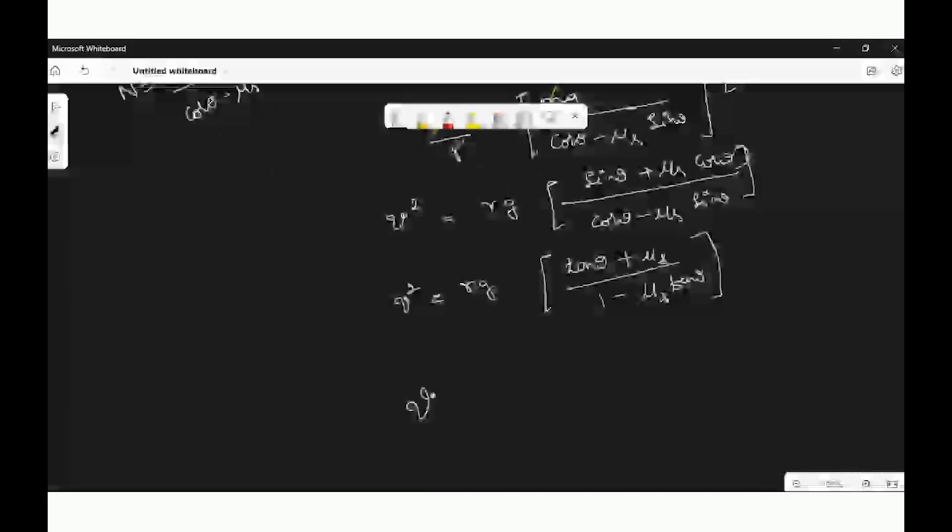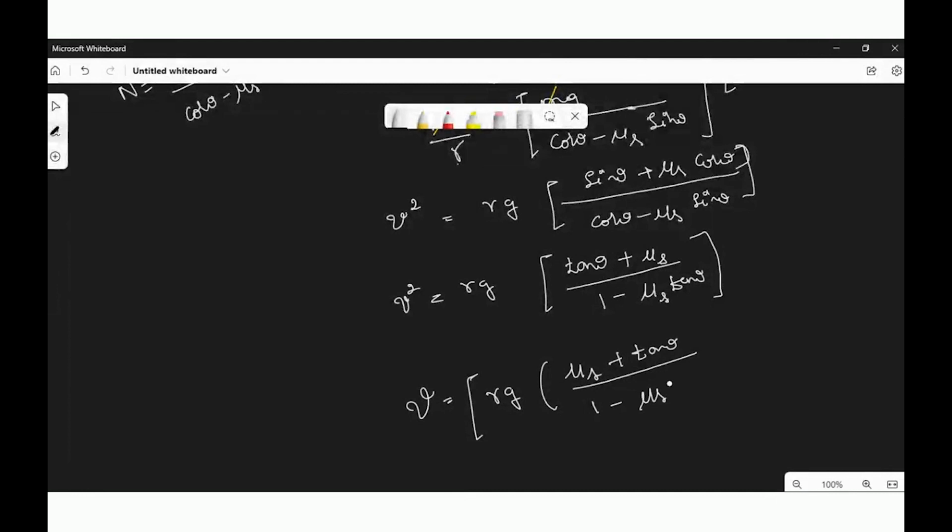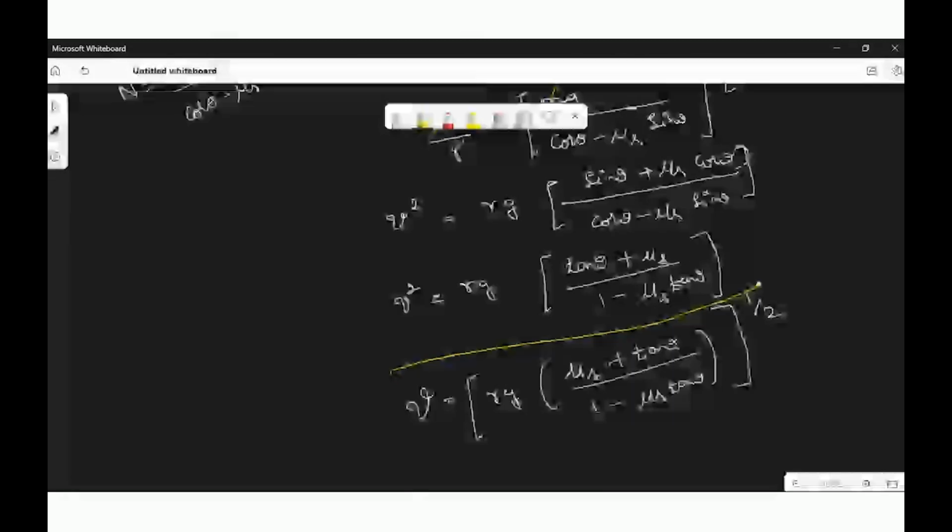Or you can just rewrite. We want v, this is v square, so v will be the square root of this, so rg into mu s plus tan theta divided by 1 minus mu s tan theta, raised to the power half, everything whole raised to half, correct? Yes, ma'am. So this will be the final expression.